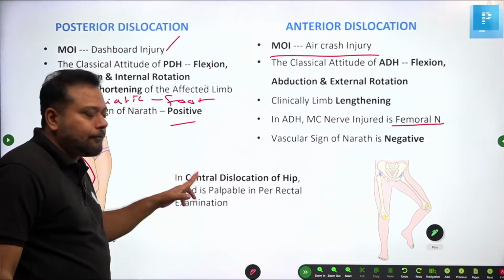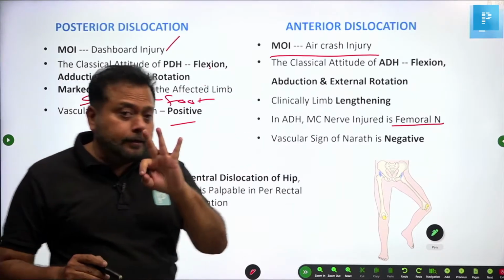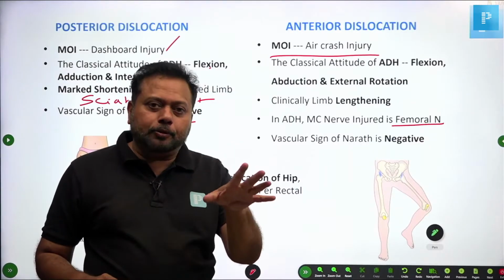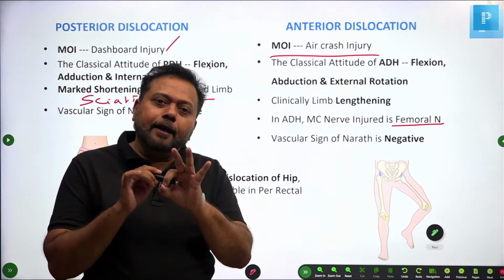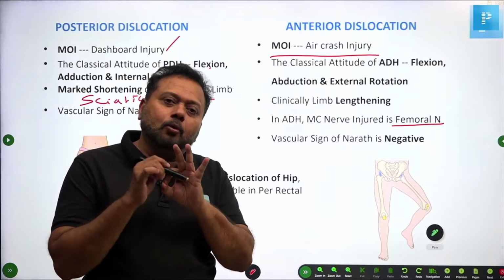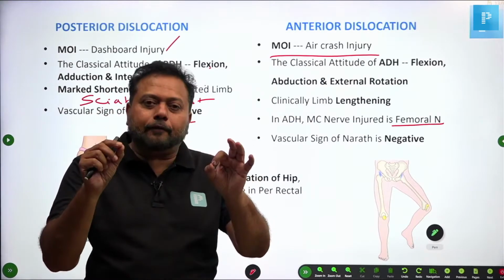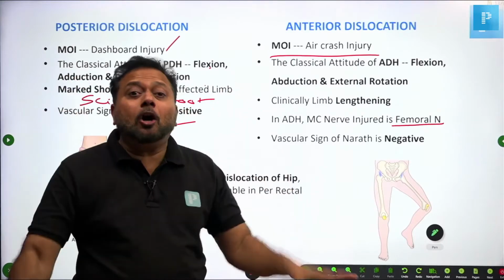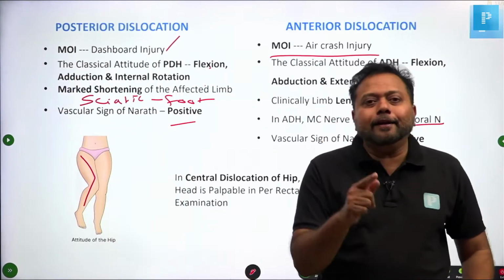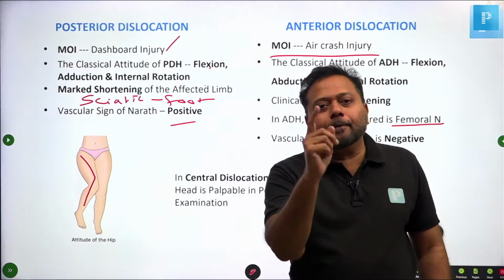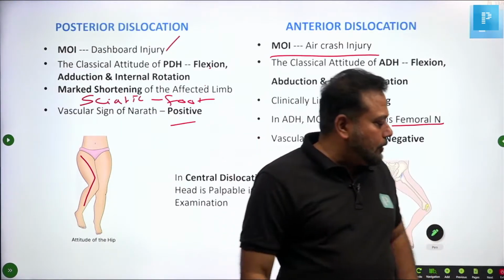Central dislocation of the hip. There are 3 types of hip dislocation: anterior, posterior, and central. The most common type is posterior. In central dislocation, the head pierces the acetabulum and goes into the pelvic cavity. The attitude of the limb is unaltered. You can't see anything. The only thing is that on per rectal examination, you can easily palpate the head of the femur. That's all.